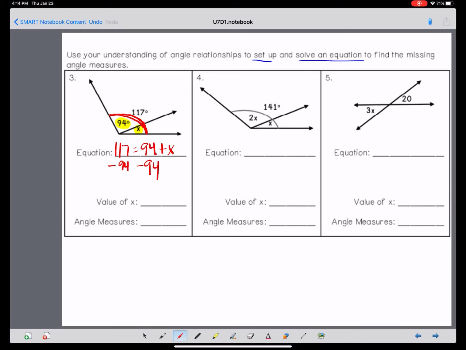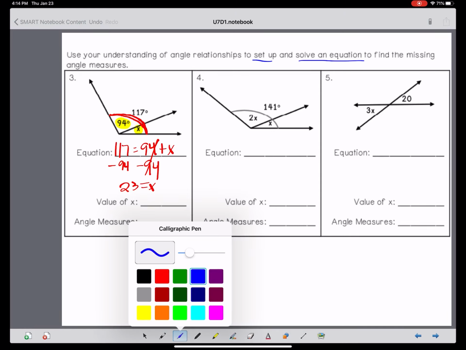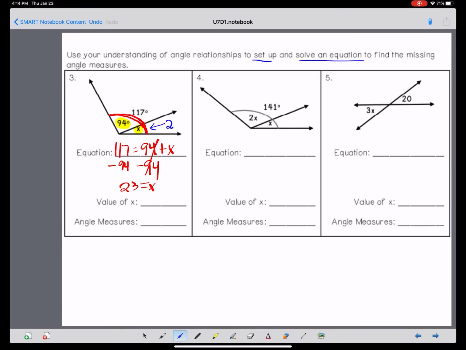Subtract 94 from both sides. And I do 117 minus 94 gives me 23. So 23 is equal to x. That means this value right here is 23 degrees. So the value of x is 23 degrees. So my angle measures are 23 degrees. The other angle that's measured up here is 94 degrees. So I'm going to write that one down as well.